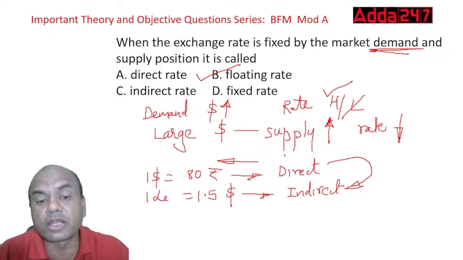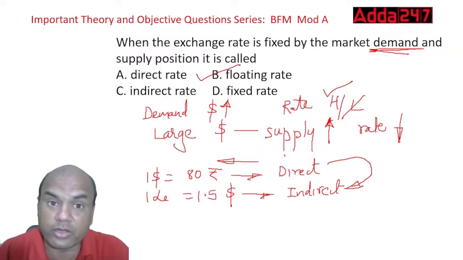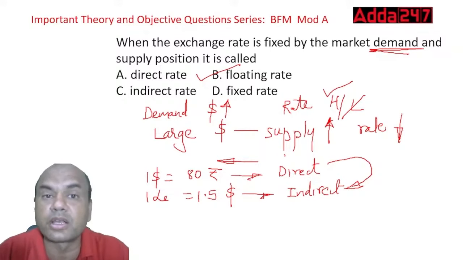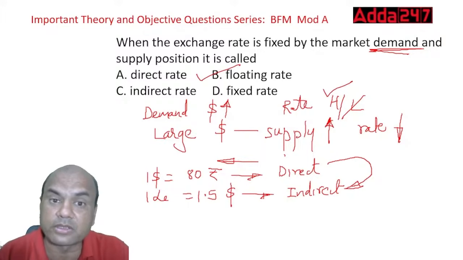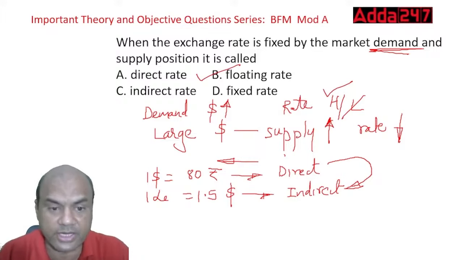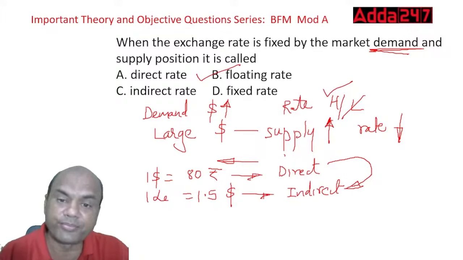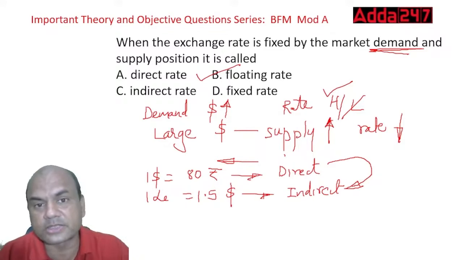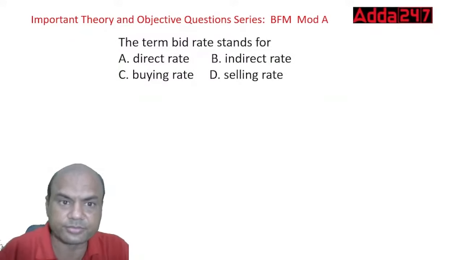We will be the governing power, because we are already planning for growing to the third number of the economy, right? We are right now at fifth and we are moving towards the third. So when we move towards the third, these rates will change. Okay. So this is the concept of direct, indirect, floating and fixed, right?